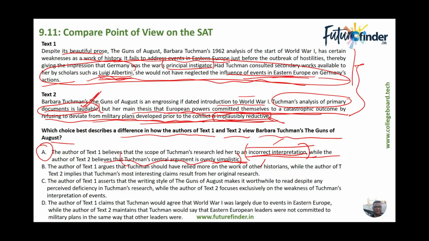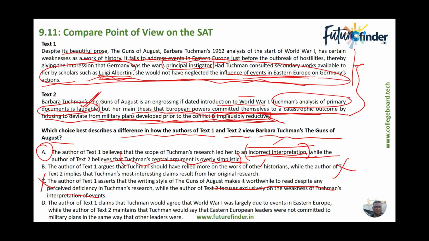The author of text 1 argues that Tuckman should have relied more on the work of other historians, while the author of text 2 implies that Tuckman's most interesting claims result from her original research. Not really. I don't think that B is a good answer. The author of text 1 asserts that the writing style of Guns of August makes it worthwhile to read despite any perceived deficiency in Tuckman's research, while the author of text 2 focuses extensively on the weakness of Tuckman's interpretation of events. So this part is definitely incorrect. So hence this renders C as incorrect.